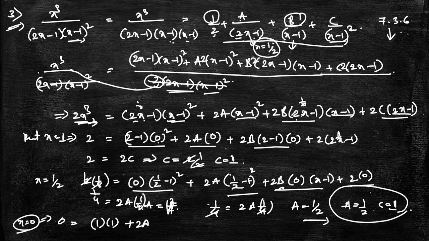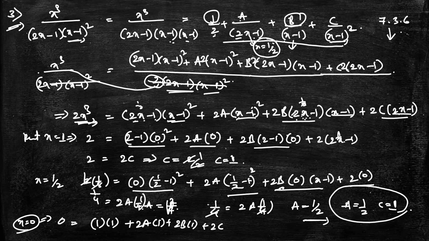In the 2a place, if we substitute x = 0, it will become 1 only. So 2a into 1 will come here, plus here I will substitute 0, it will become minus 1 into minus 1 plus 1. Here plus 2b will come, plus 2b into 1 will come here, and here what will come?